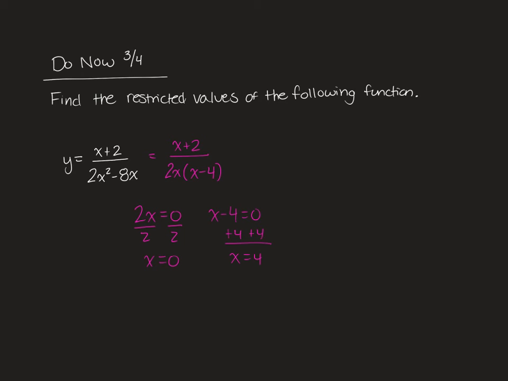So these are your restricted values. These numbers, whenever you plug them into that equation, will make the denominator 0, and we cannot divide by 0. Okay, so in this case, we can say x cannot equal 0, and it cannot equal 4.